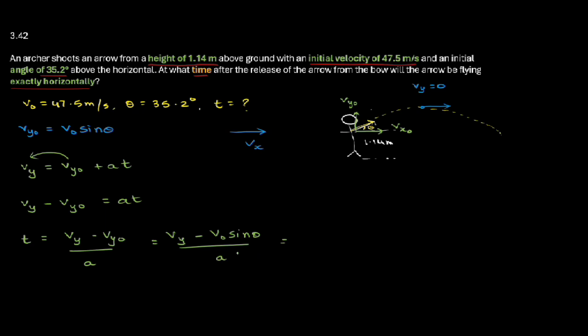Now substitute the values. Vy at the highest point is 0 minus V initial, which is 47.5 sine of the angle theta, which is 35.2. Acceleration A is acceleration due to gravity, which is negative 9.81. And when you solve this, you get the time at which the arrow is perfectly horizontal to be equal to 2.79 seconds.